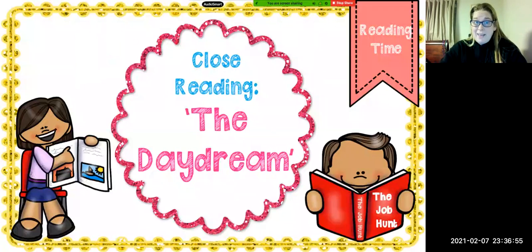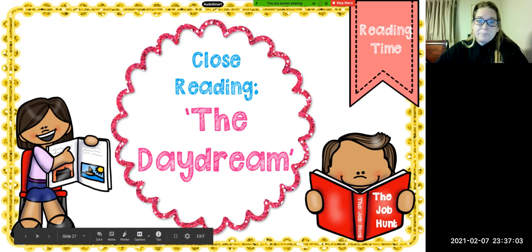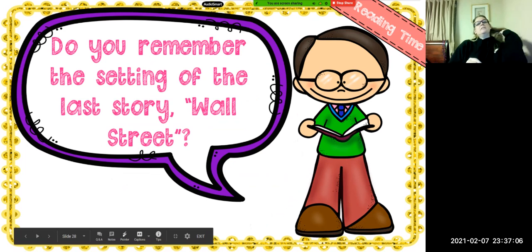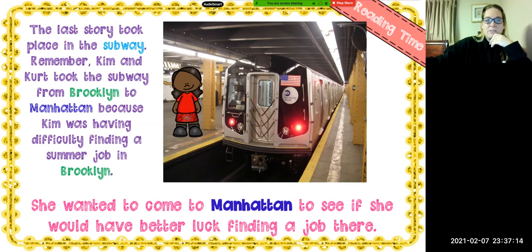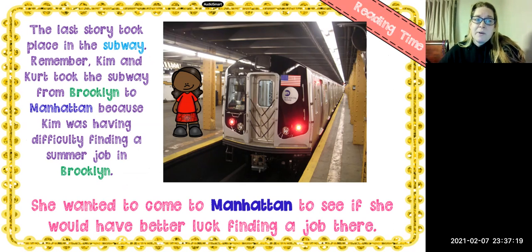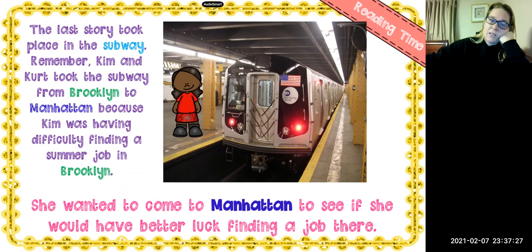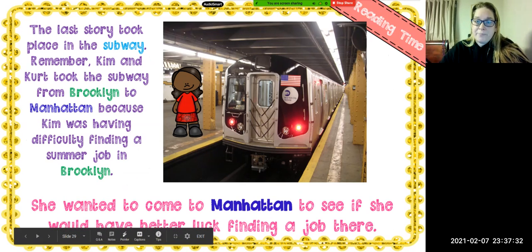Okay, so we are at the story part of our lesson. And our story today is called The Daydream. So do you guys remember the setting of our last story, Wall Street? Where was it? So the last story took place in the subway. And remember, Kim and Kurt took the subway from Brooklyn to Manhattan because Kim was having difficulty finding a summer job in Brooklyn and she wanted to come to Manhattan to see if she would have better luck finding a job there.